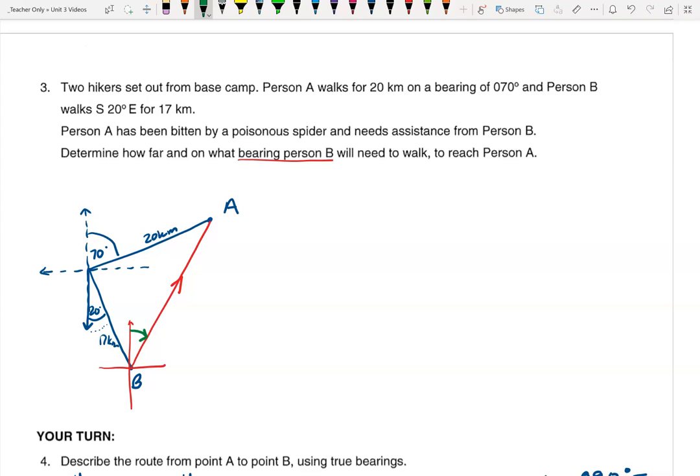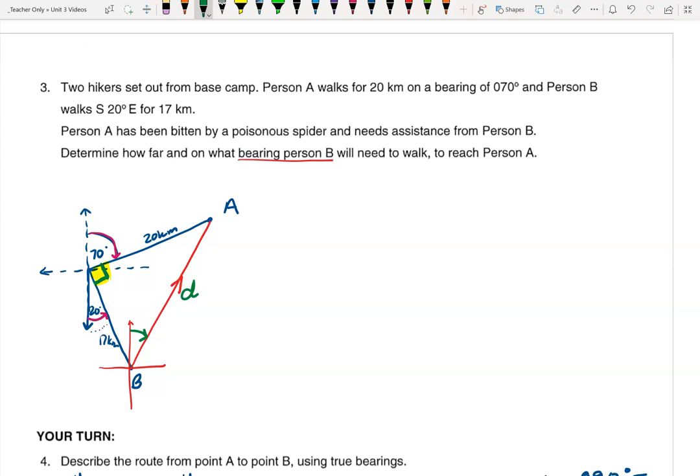So let's find any other information we can in this diagram. Because we know that person A walked on a bearing of 70 and person B walked south 20 degrees east, we can actually find that missing angle that I'm going to highlight in yellow here, because that's based on that 180 degrees. So 70 and 20 makes 90. So thank goodness for us, the angle inside this triangle we've made on the distances they've walked is 90 degrees. We in fact want to find D, the distance from B to A.